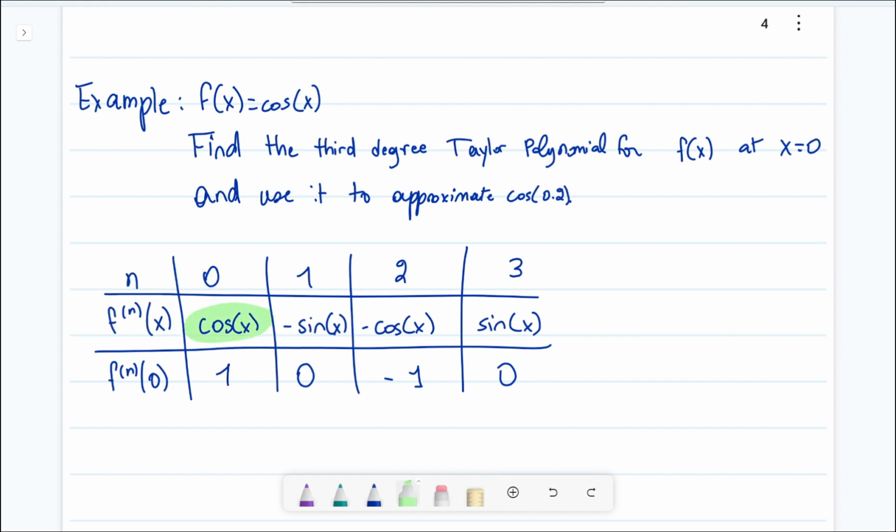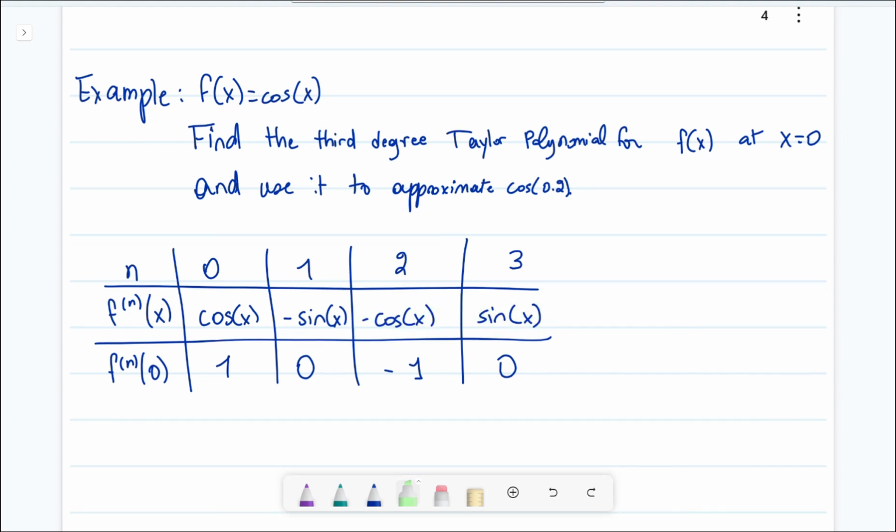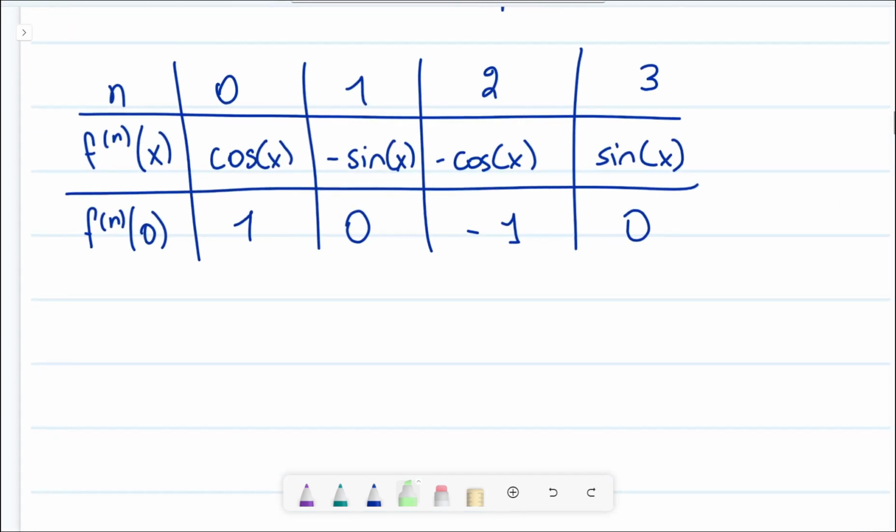So here we write cos of x itself. The derivative of cos of x is negative sine of x. And then the derivative of negative sine of x is negative cos of x. And then the derivative of negative cos of x is sine of x. And then we evaluate each one of these at x equals 0. So cos of 0 is 1, negative sine of 0 is 0, negative cos of 0 is negative 1, and sine of 0 is 0.